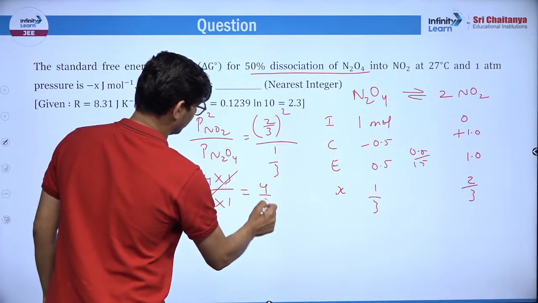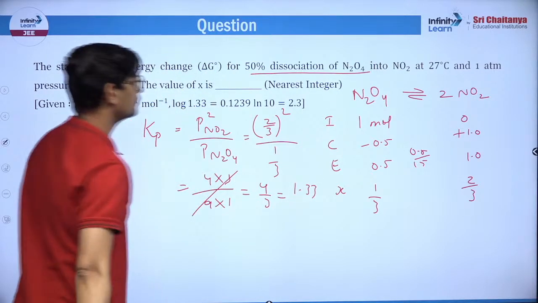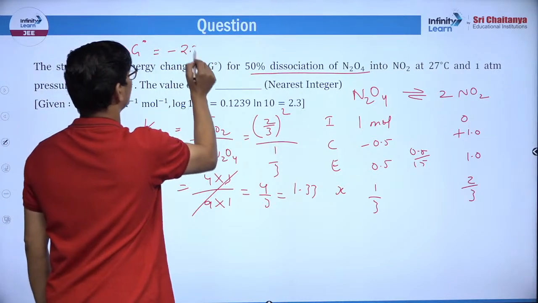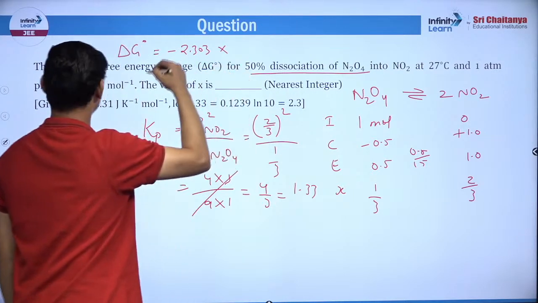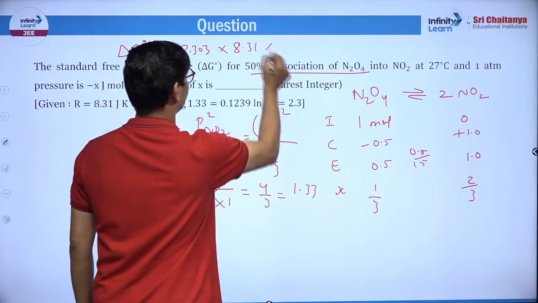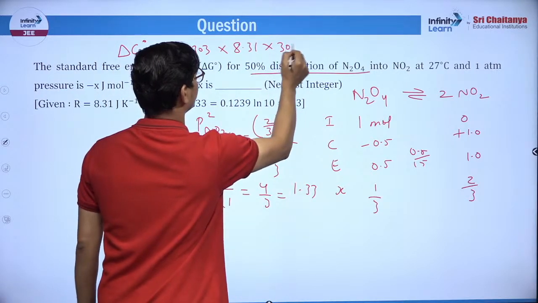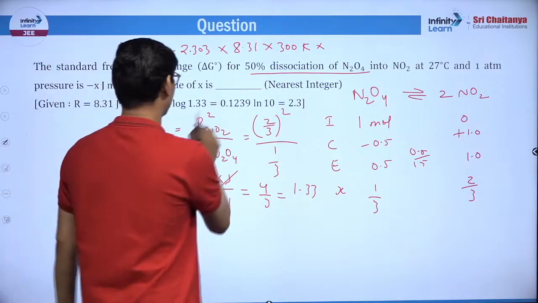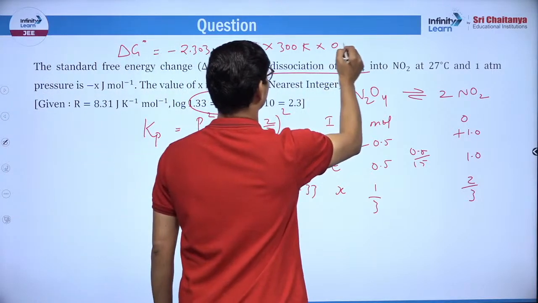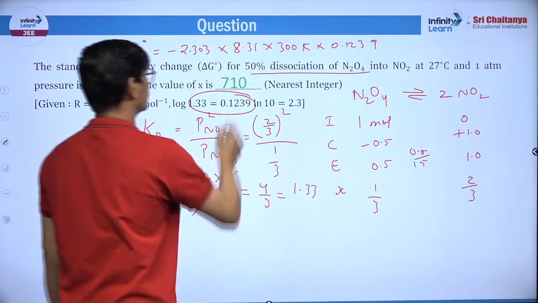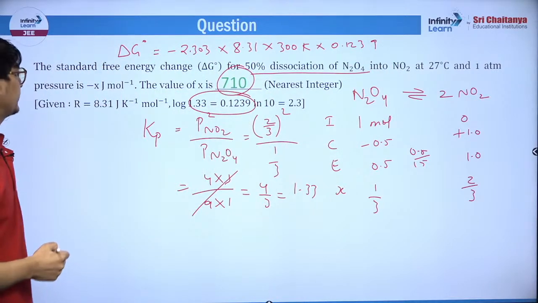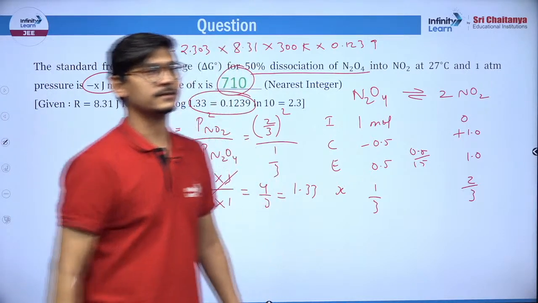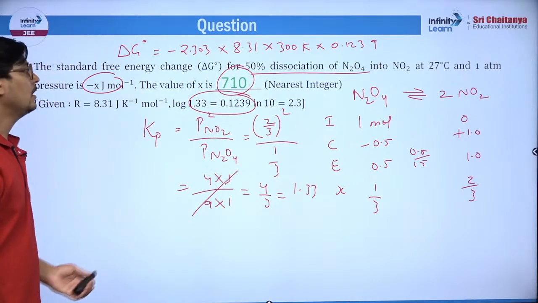So yes, it will be 4 by 3, which is 1.33. So you can calculate now. Gibbs energy change would be minus 2.303 R, which is 8.31, temperature, which is 300 Kelvin, multiplied by log of the equilibrium constant. Log 1.33 is given to be 0.1239. So you can solve this question. You will get 710, right? Minus x joule, so minus 710 you will get as the correct answer. Clear guys? Okay. All right.